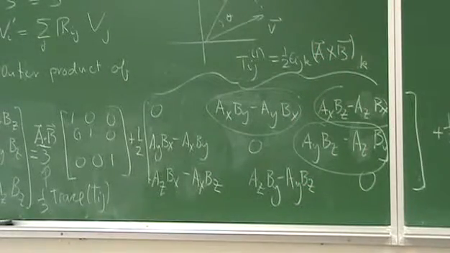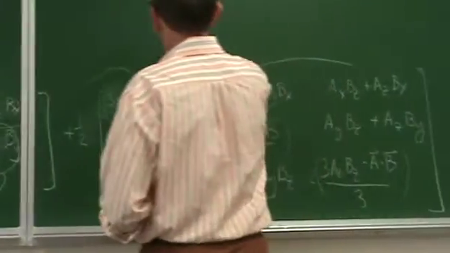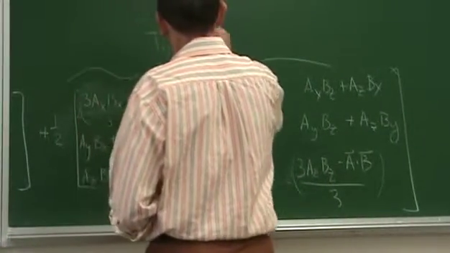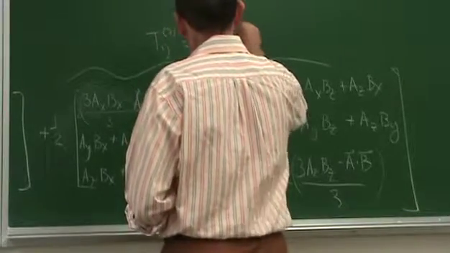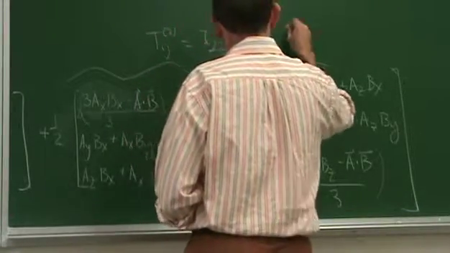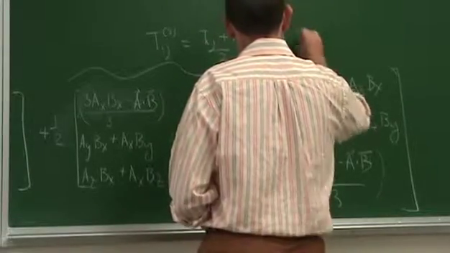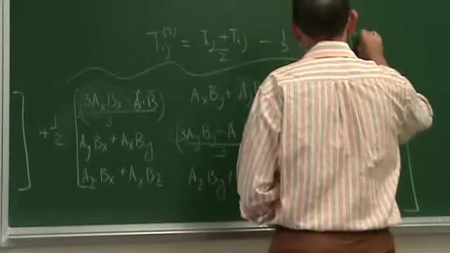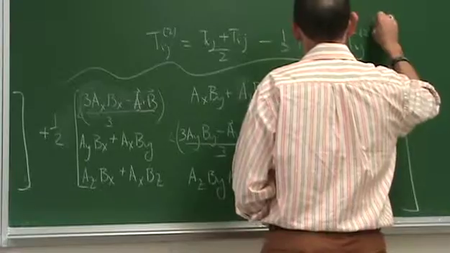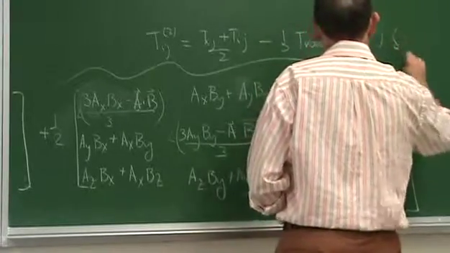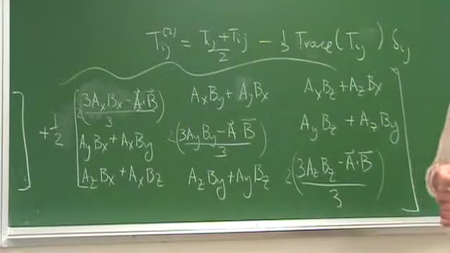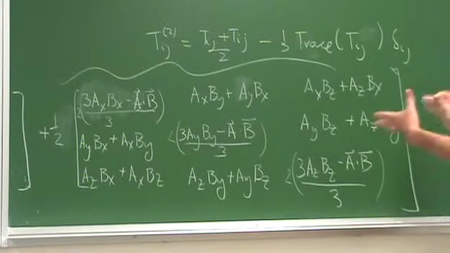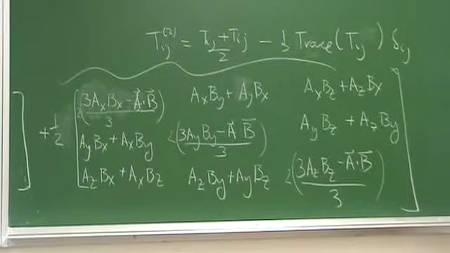And then we have a piece here which is the traceless symmetric part of that matrix. And that is an irreducible rank 2 tensor. In this case, just a classical tensor.